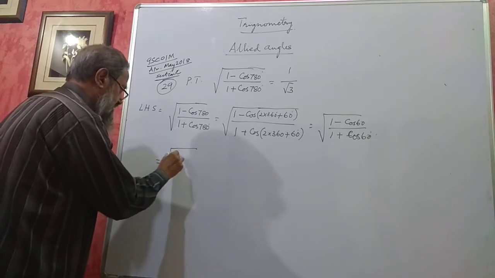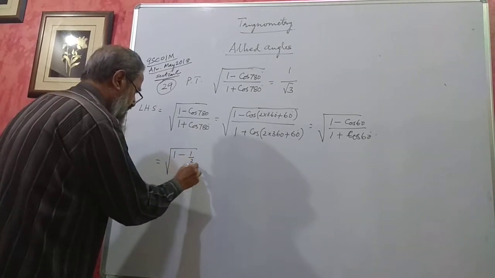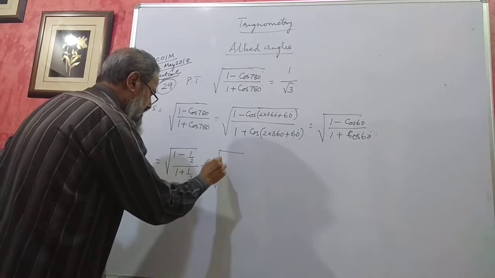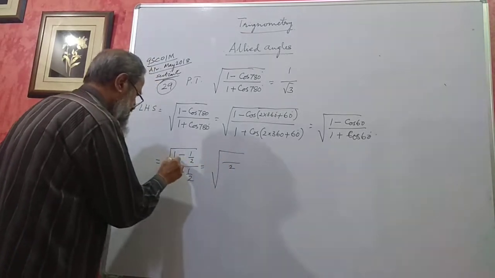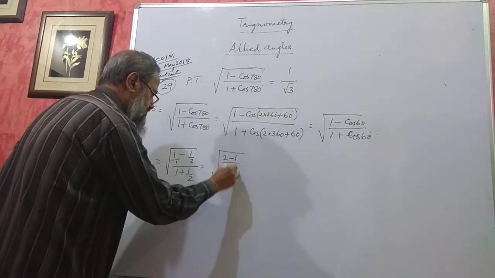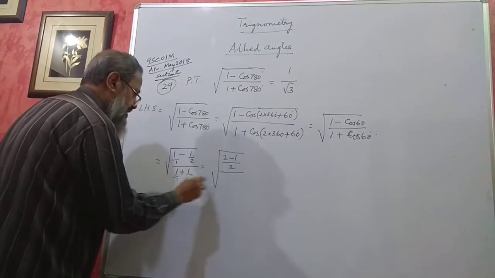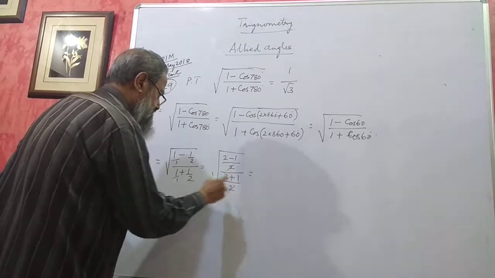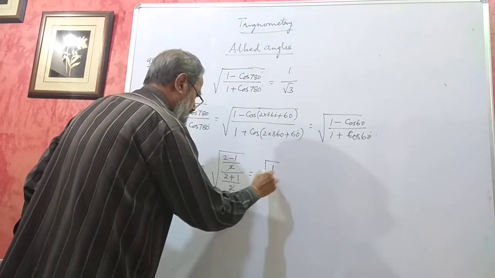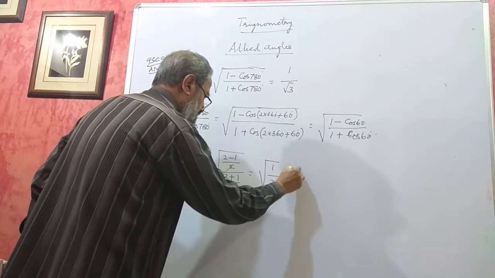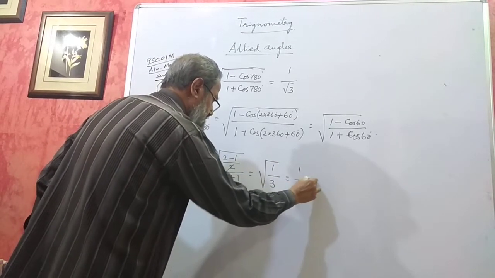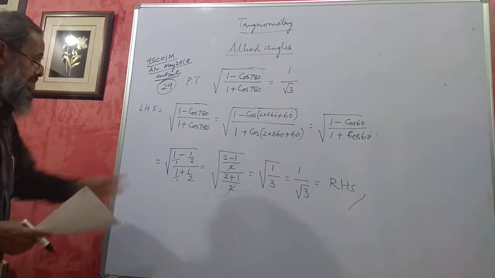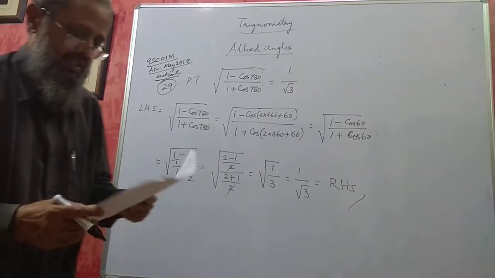Now cos 60 is half, so square root of 1 minus half divided by 1 plus half. Here the LCM in the numerator is 2, you get 2 minus 1, divided by, again the LCM is 2, 2 plus 1. These two get cancelled. 2 minus 1 is 1, 2 plus 1 is 3. Square root of 1 is 1, divided by root 3, that is equal to the right hand side. So we have proved that this is equal to 1 by root 3. That's the problem.